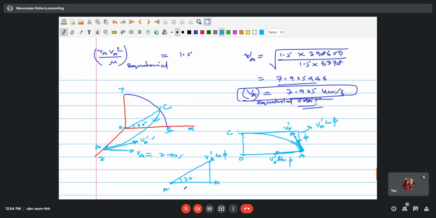So in this direction, along the x direction, it becomes VA prime cos phi times cos 30 degrees. And vertically up along the y direction, this becomes VA prime cos phi times sin 30 degrees. And along the z direction, which already we have seen, this is the negative z direction.